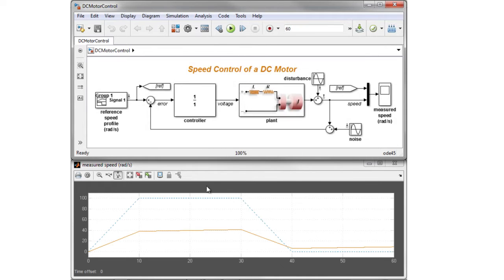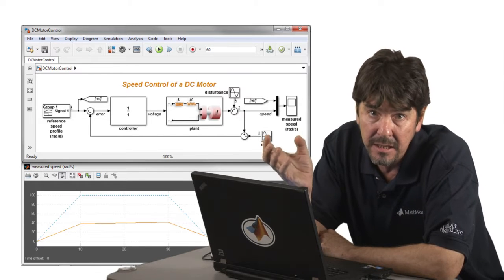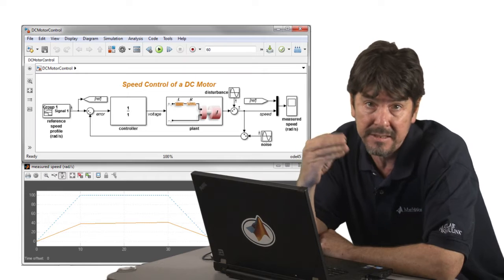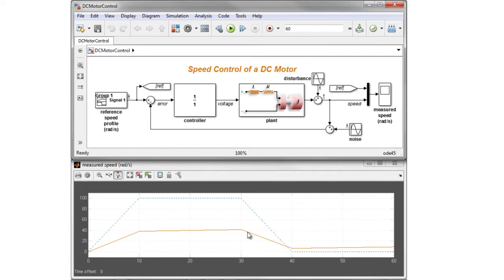We want our system to track a 100 radians per second trapezoidal reference speed profile, seen here in the dashed blue line. And we're looking at the actual motor speed in solid orange. As you can see, our initial controller is not very good, but at least the response is stable, which is always a nice starting point. We can also see the effect of the low-frequency disturbance we're injecting at the output of our plant, which is more than likely the reason for this drift on our measured velocity signal.